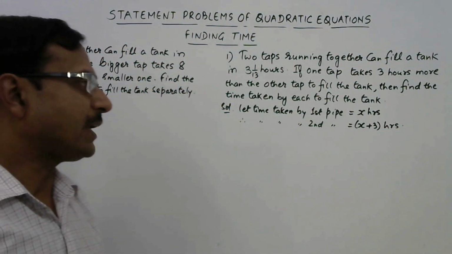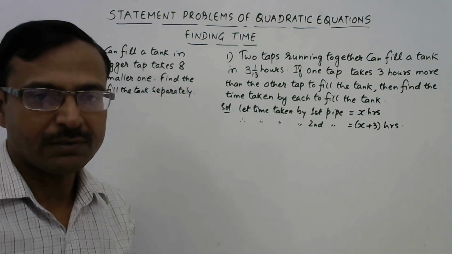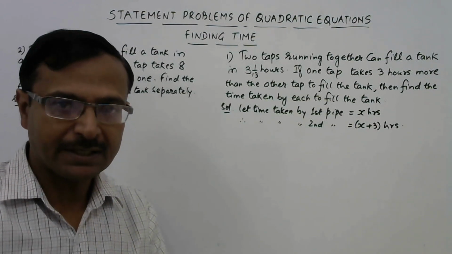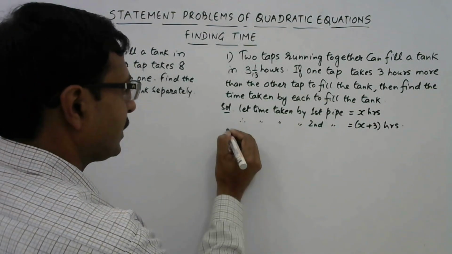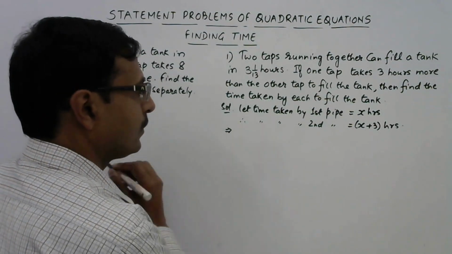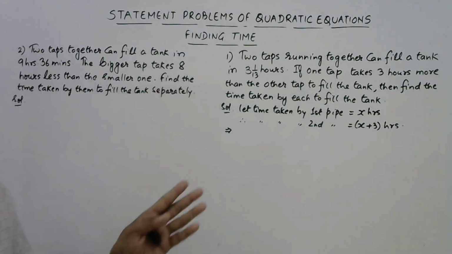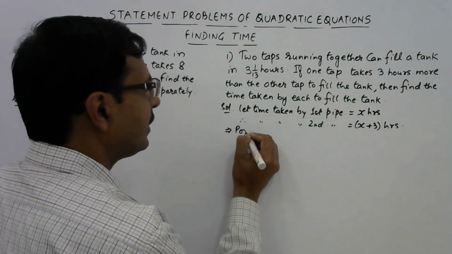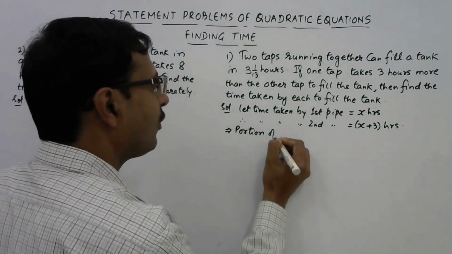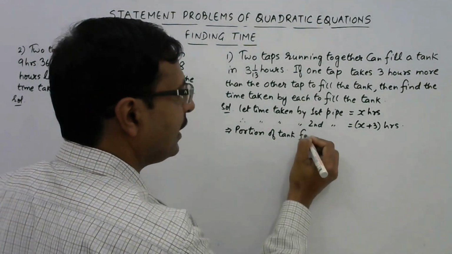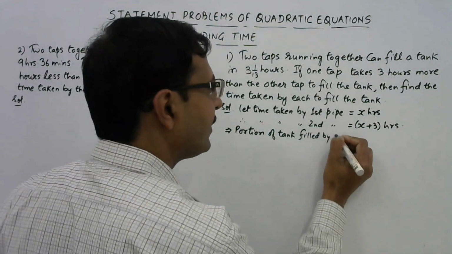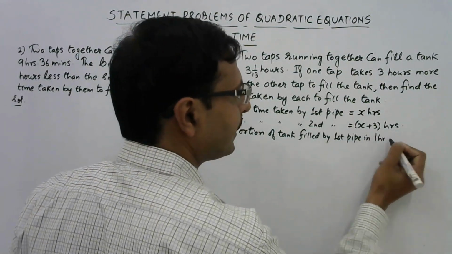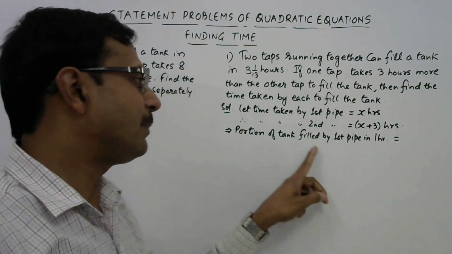Now after having assumed the time taken by the two pipes, we need to convert these times into 1 hour work done by the pipes separately. Now what statement do we write in such a question? We need to write the portion of tank filled by first pipe in 1 hour. Portion of tank filled by the first pipe in 1 hour.